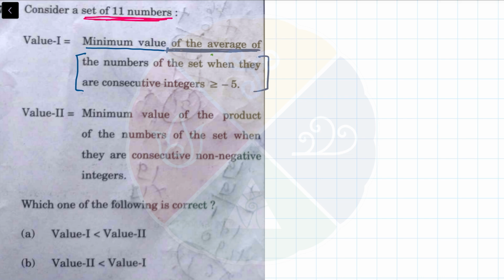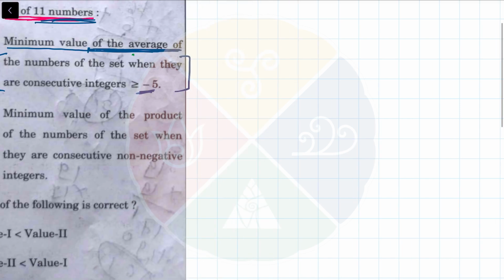We are looking for the minimum value of the average of the numbers of the set when they are consecutive integers greater than minus 5. So they should be consecutive. Consecutive means the closer nearby integers, which are all of them should be greater than minus 5. And 11 such numbers we should check. And we have to find the minimum value of the average of the numbers. So there are a lot of sets, right?